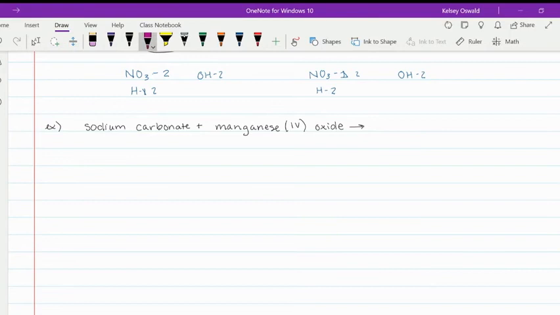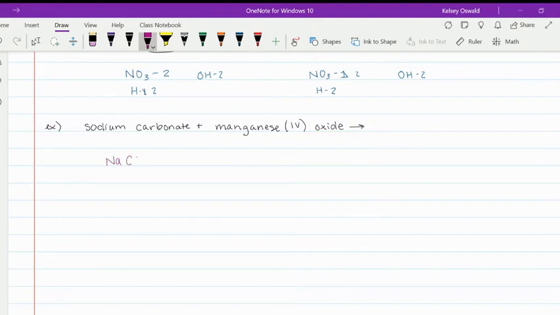So if you are feeling confident, go ahead and pause the video and see if you can do this one by yourself, and then check in to see how you did. Okay. If you're not up to that point at this time, let's go ahead and walk through it together. Okay. So our first step is to always write the formula of those reactants.